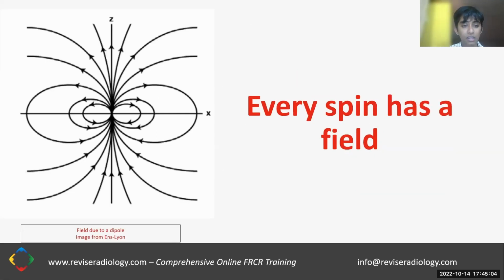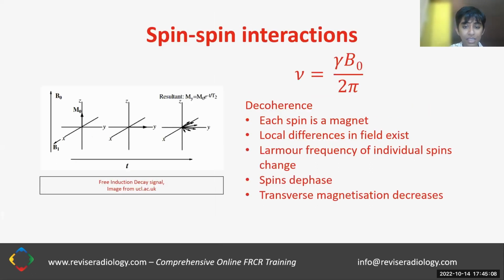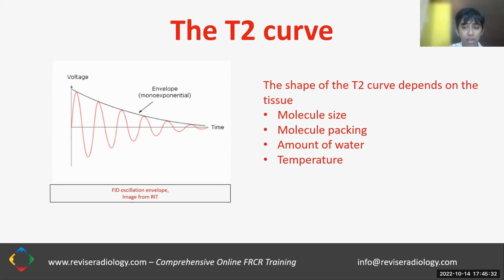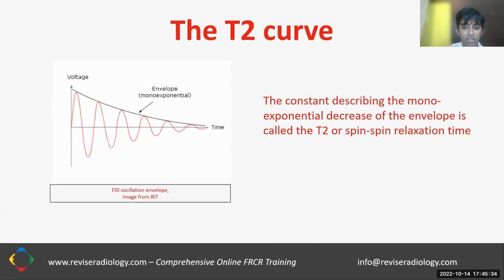Yeah, so this is explaining the spin-spin interaction. So every spin has a field. Each spin is a magnet. Local differences in field exist. The Larmor frequency of individual spins change, spins dephase, and transverse magnetization decreases. So this is explaining how transverse magnetization decreases. Now, the constant describing the mono-exponential decrease of the envelope is called the T2 or the spin-spin relaxation time. I'll explain what that means in just a second.